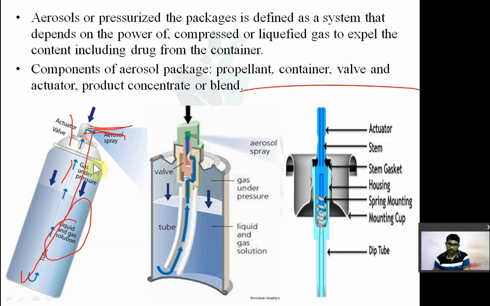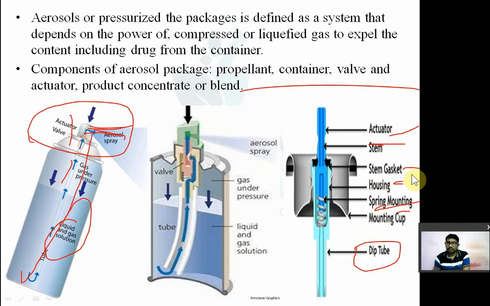There are different types. Again, this valve part has different components, like the actuator, gasket, housing, mounting cap, and tube. We are going to see what materials they are made of. Actually these are mechanical terms, but you have to understand them because they ask questions on this consistently. So we'll see it one by one.